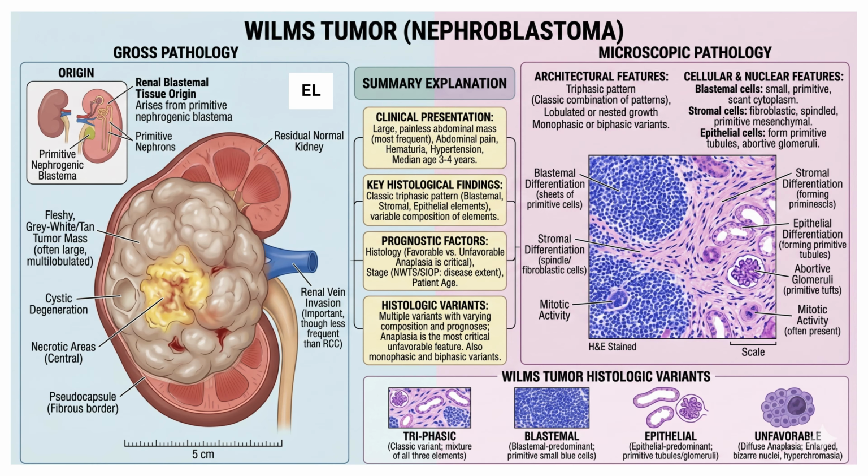Clinical presentation commonly includes a painless abdominal mass, hematuria, abdominal pain, and hypertension. The most important prognostic factor is histology, especially the presence or absence of diffuse anaplasia. Early diagnosis and modern multimodal treatment have significantly improved survival, making Wilms tumor one of the success stories in pediatric oncology.